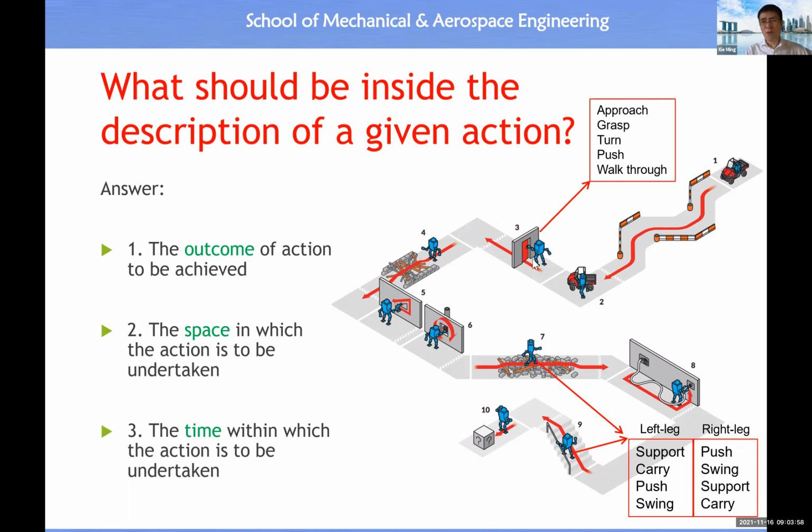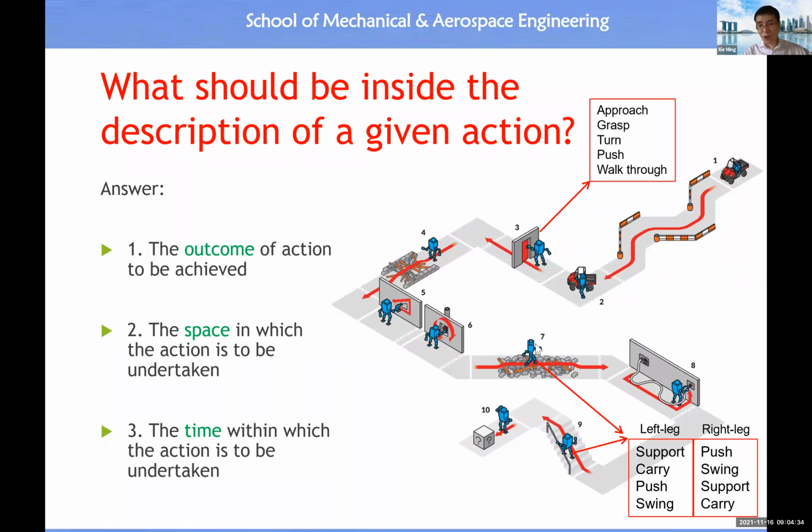For example, for the action undertaken by a robot's arm, you will see this series of actions: approach, grasp, turn, push, walk through. So approach the door, grasp the handle of the door, turn the handle of the door, push the door to make it open, so open the door, then walk through. So these are the actions involved in task 3. So here is task 3.